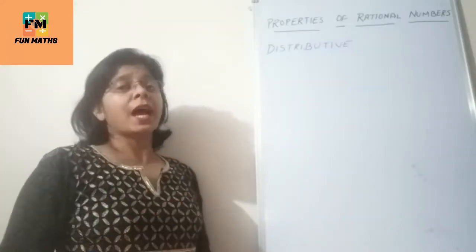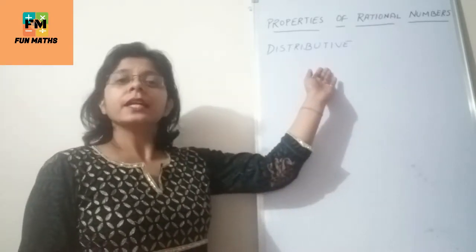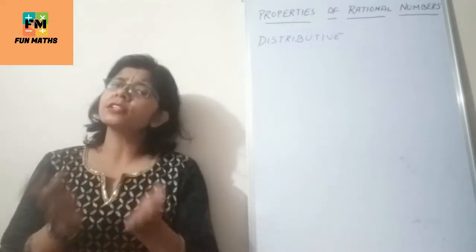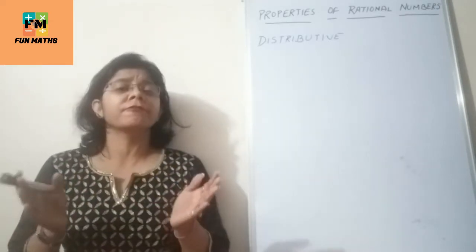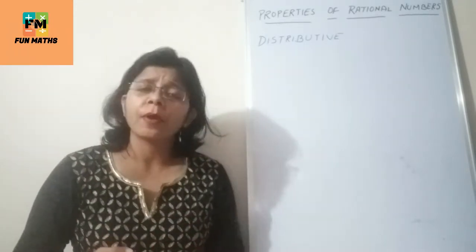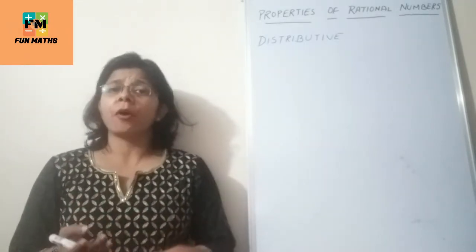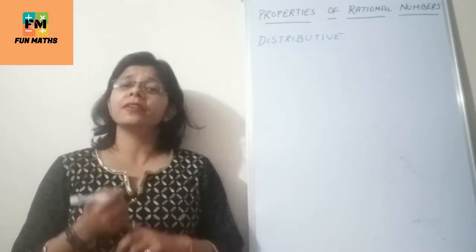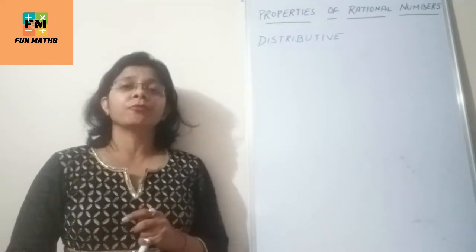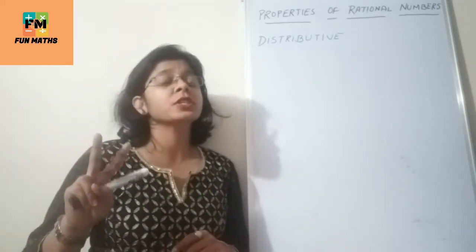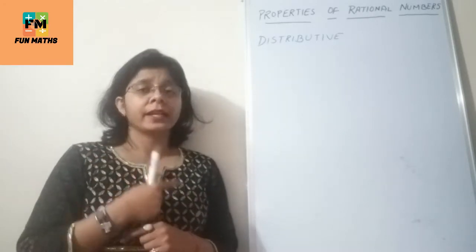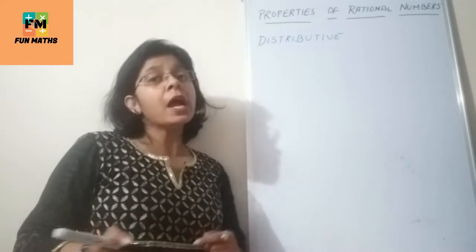Now let's start with the last property of rational numbers, which is the distributive property. See, the distributive property is quite different from the other properties we have learned till now. In the closure property, the commutative property, and the associative property, we were checking all the operations separately. But here in the distributive property, two operations will happen together. This is the speciality of the distributive property, and that's why this property is quite different from the other properties.